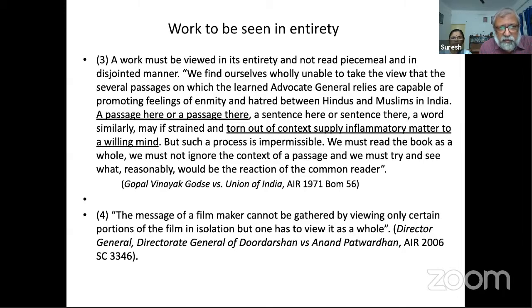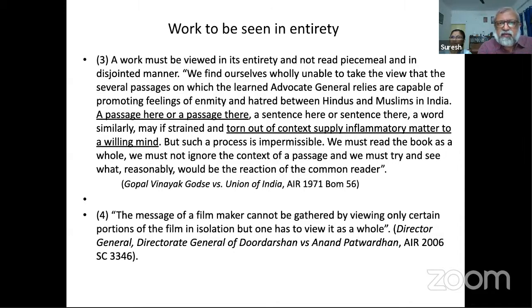Many of the films were banned, were not allowed to be released or shown on Doordarshan. One of the films that was banned went up to the Supreme Court, which finally said that it was only one portion. You cannot take a portion of the film in isolation; again, you have to look at it as a whole. Now, this is an extremely important point that we need to bear in mind.